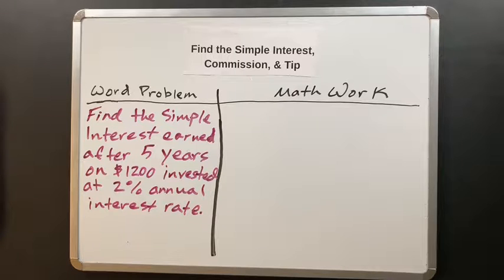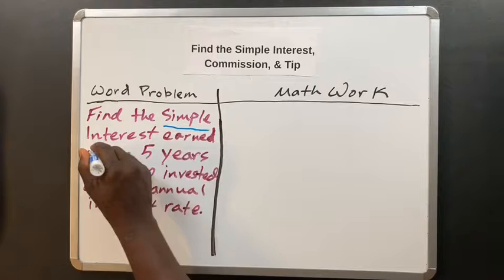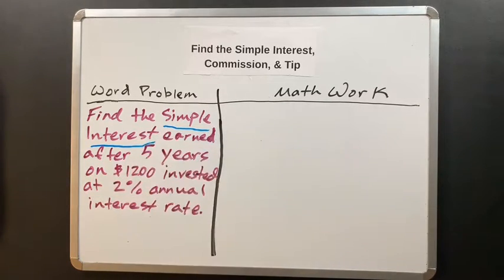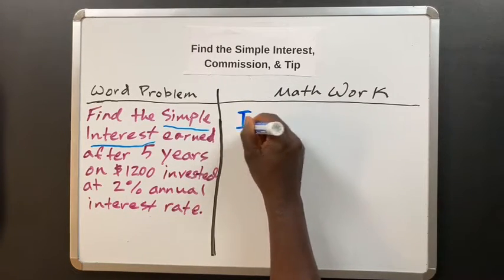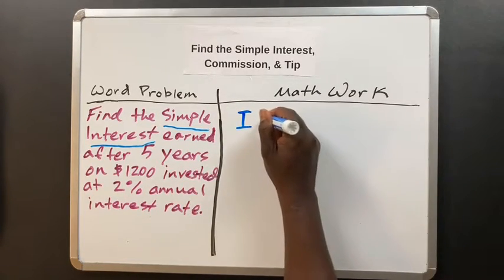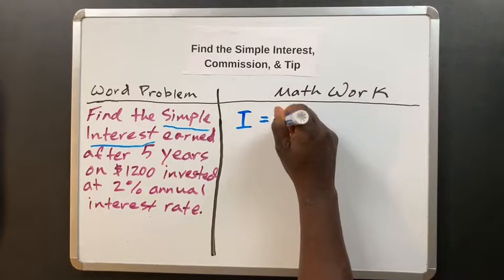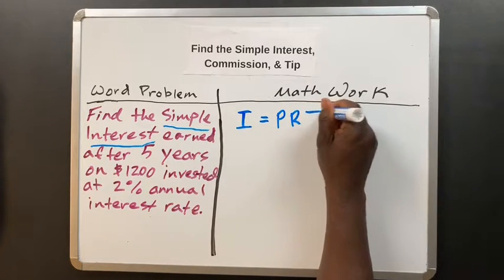Let's go ahead and read. It says, find the simple interest earned after 5 years on the $1,200 that's invested at 2% annual interest rate. Okay, so let's mark up and see what they want us to do. They want us to find the simple interest. That is key. And there's a formula for that. Okay, so the formula for simple interest is I. I represents simple interest, and that's equal to P, R, and T.